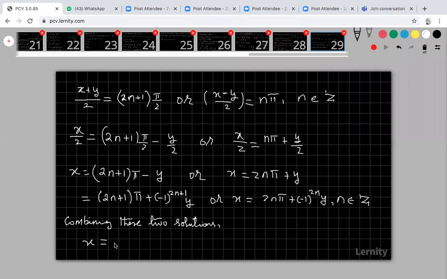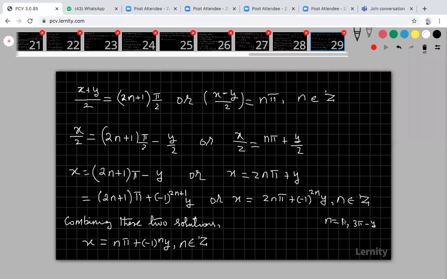Combining these two solutions, what am I getting? I am going to write it as x is equal to n pi plus minus 1 the whole power n into y. Why sir, how are you getting this? Suppose I am giving n is equal to 1. What is the answer? 1 into 2, 2, 2 plus 1, 3, 3 pi, minus y. The answer is 3 pi minus y.